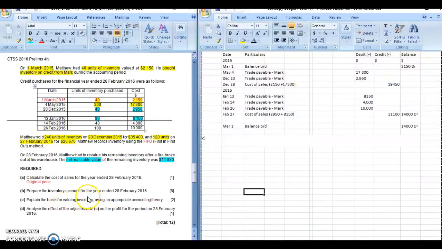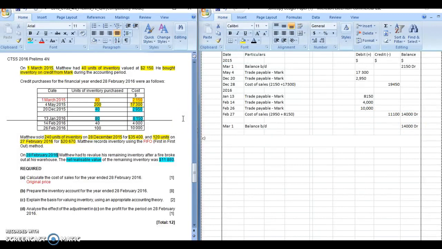Whenever we talk about valuation of the inventory, it is always the choosing of whether the cost or the net realizable value, and a business must always pick the lower one. So if you look at the cost of our inventory, it is actually 14,000 at the end of the financial year on 28th of February. And here, the question also tells you that on 28th February 2016, our net realizable value is only 11,880. And this is much lower than the cost here that we have prepared.